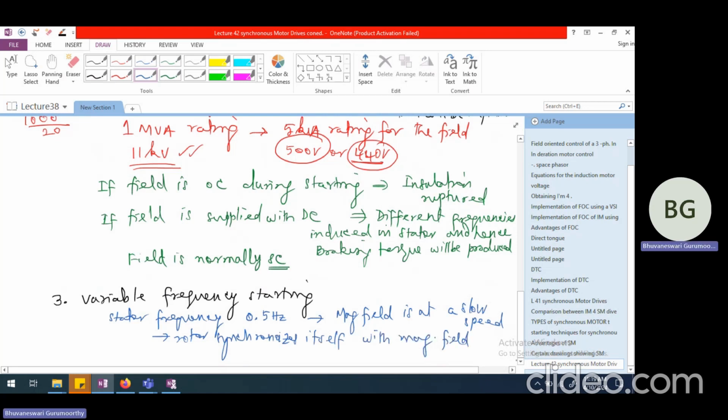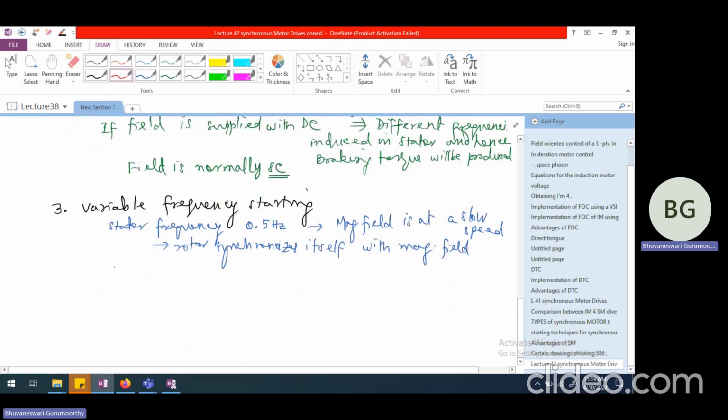Now that the rotor is already rotating along with the magnetic field, now increase the frequency to 1 hertz. Then again, the rotor will synchronize itself with the stator, then increase it to 1.5 hertz, 2 hertz, and so on. So you are going to slowly increase it to 50 hertz or whatever is the frequency that is needed. So in variable frequency starting, we will have an inverter which is going to feed the armature winding slowly with a very, very low frequency, and incrementally it is going to increase the frequency such that it is ultimately getting synchronized with your stator revolving magnetic field.